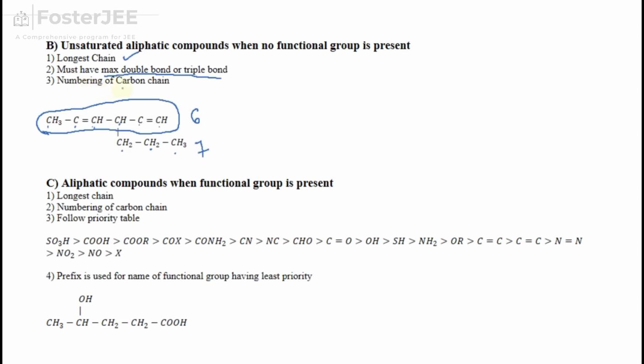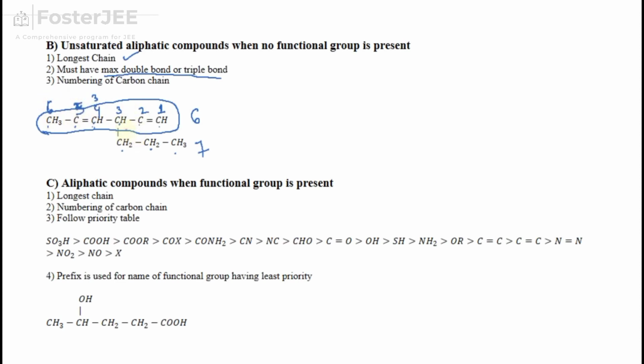The third rule is numbering of carbon chain. So here we can see that if we start numbering from this side, the double bond will get the second position. But from this side, the double bond will get the first position. So the numbering will start from this side. So the numbering will be 1, 2, 3, 4, 5 and 6.